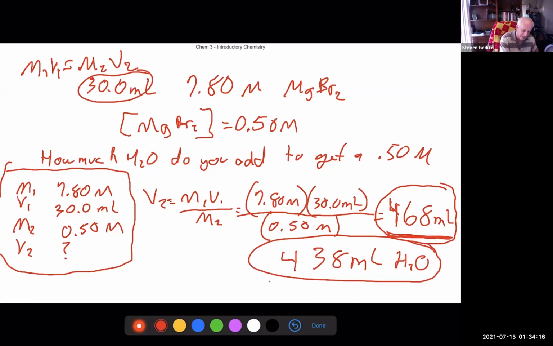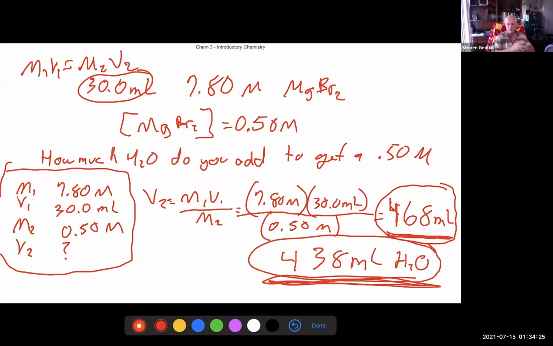So do not forget to do this last step, because I guarantee you both those answers are going to be on the final. It's going to be multiple choice, and you're going to see both those answers. So don't forget to answer the question I'm asking you, not just what you want to tell me. I know it's a total volume of 468, but I don't know how much water you're adding to it. So you're going to measure 438 milliliters to get to a volume of 468. Does that make sense?